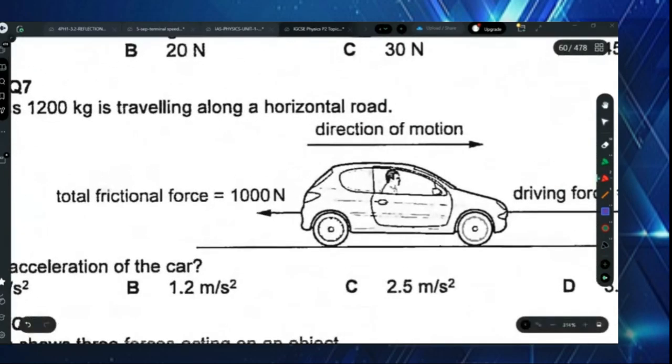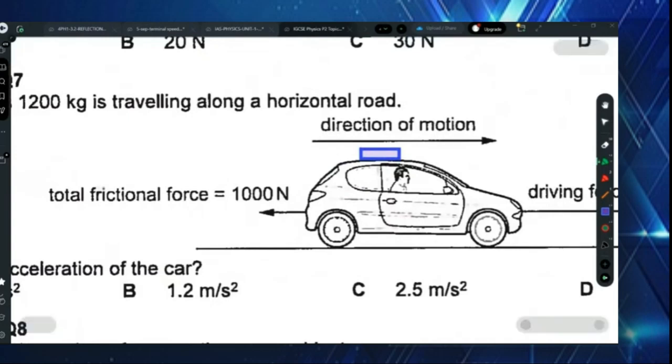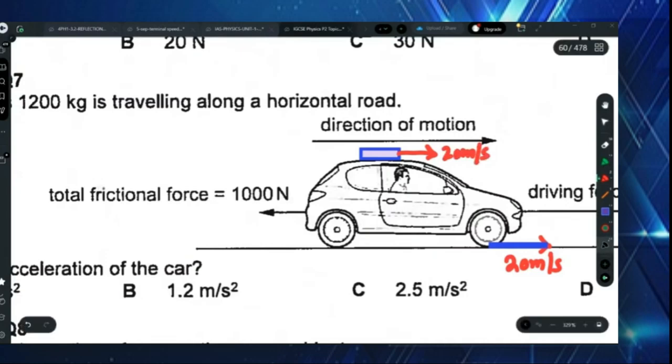Okay. Go back to this. If I place a block on the car's roof, right? Is it clear? Are you going to understand this question? The car is moving forward with a speed of 20 meters per second. The block has the same speed because both are in equilibrium, so it is also moving at 20 meters per second. Are you getting it?